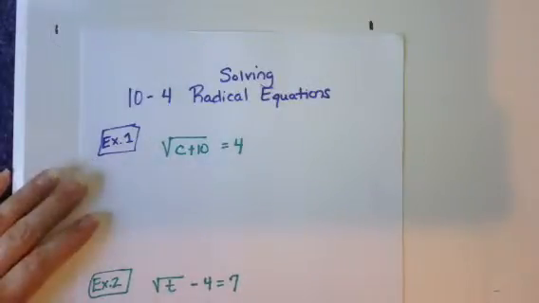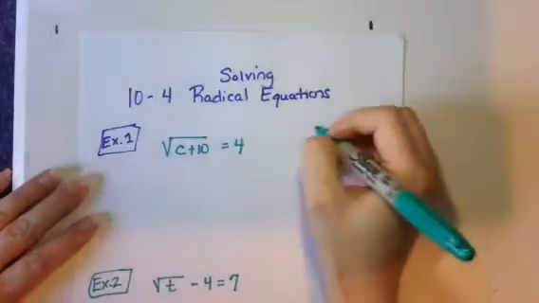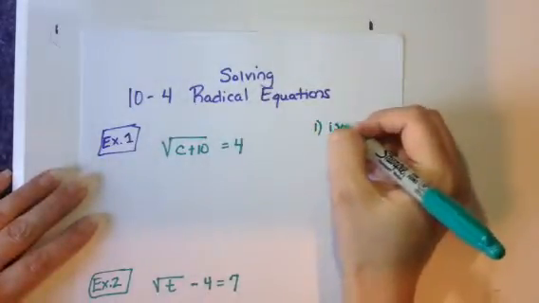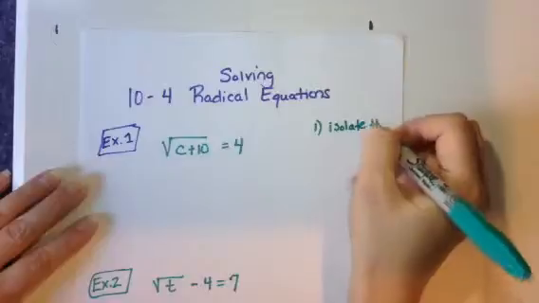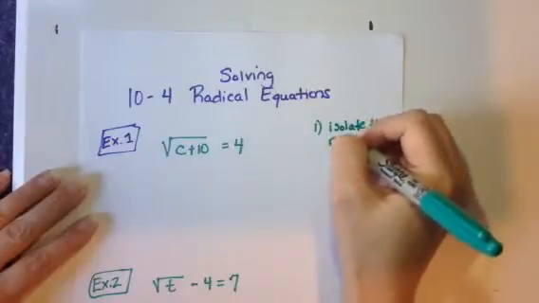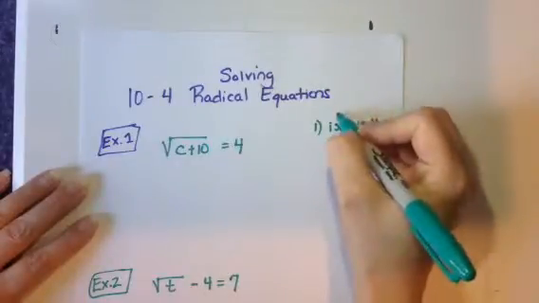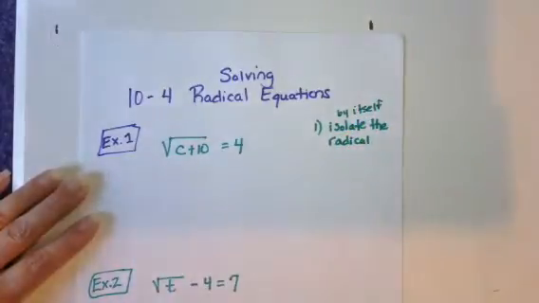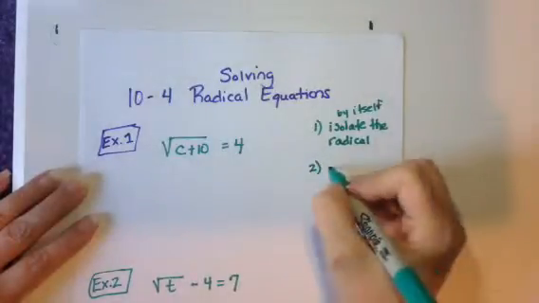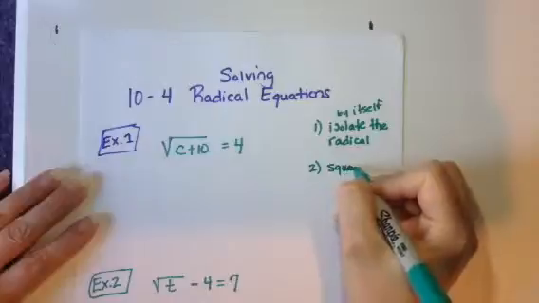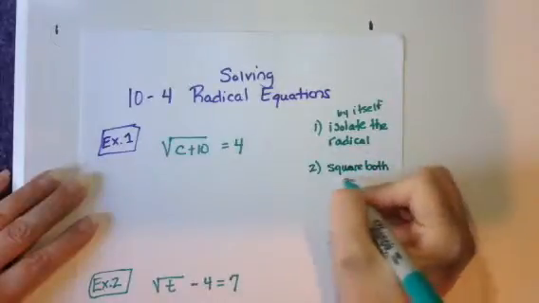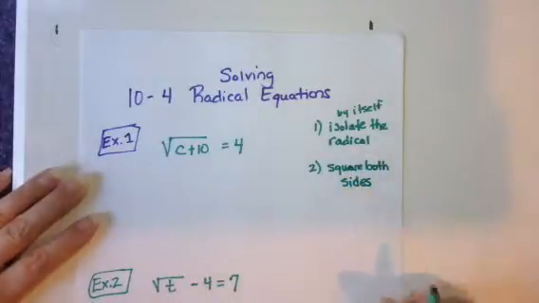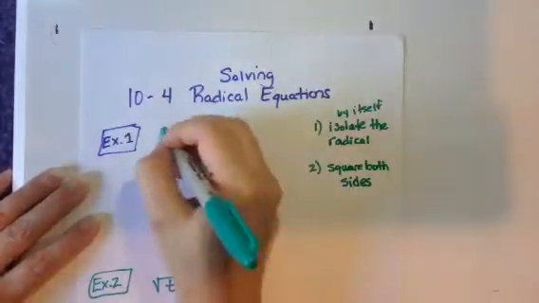Looking at example 1, we have the square root of c plus 10 equals 4. Our first step is to isolate the radical, or get it by itself. Well, that step 1 is already done for us, so check that one off. Step 2, we need to square both sides. So I'm going to square both sides.